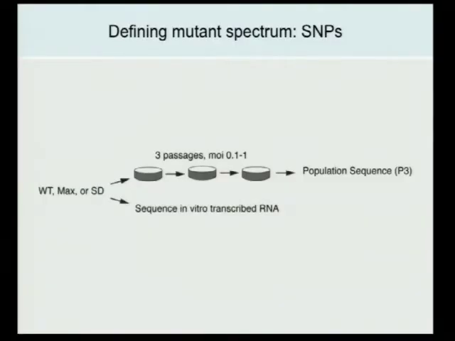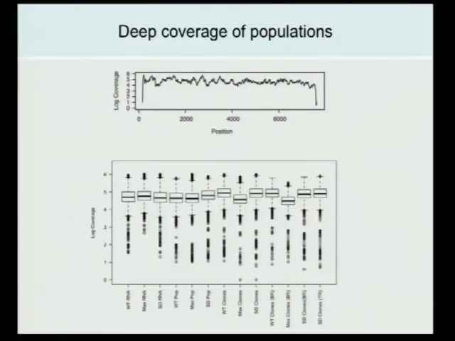We wanted to document this, so we started to examine it using deep sequencing approaches. The setup of the experiment is you take wild type, MAX and SD, and pass them at MOIs between 0.1 and 1, and then you sequence the populations after 3 passages. We used Solexa, and of course there is noise in this technology, but Adam has used a number of statistical approaches to clean the data and extract information at the population level in these viruses.